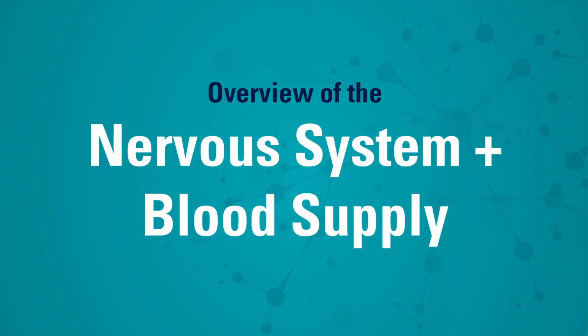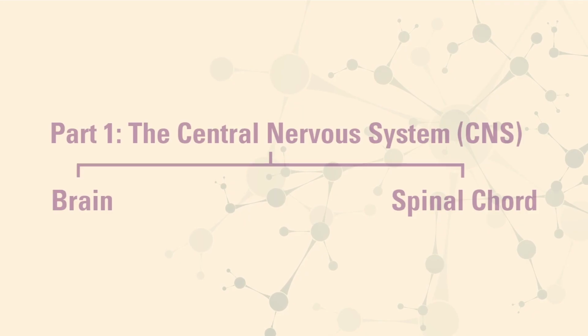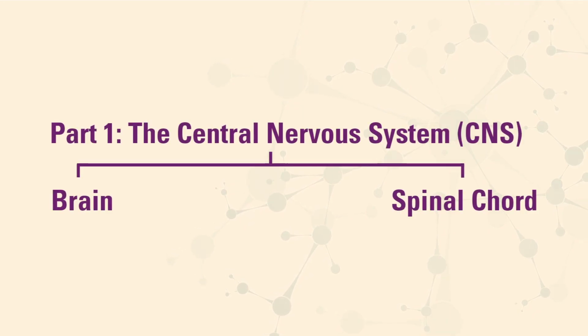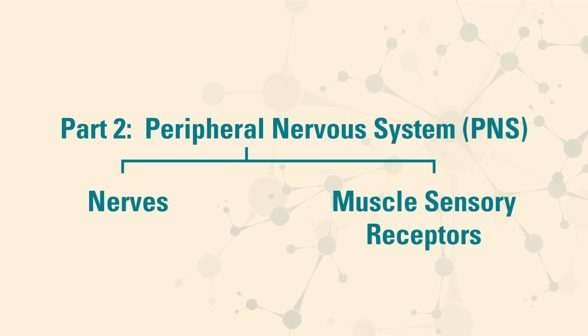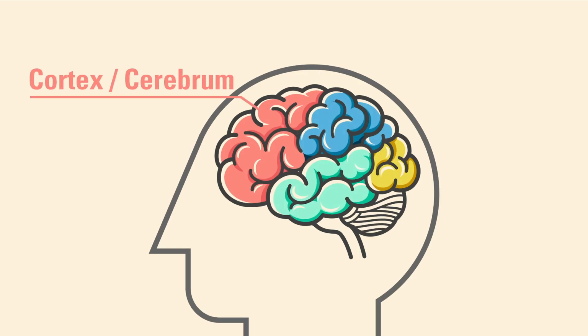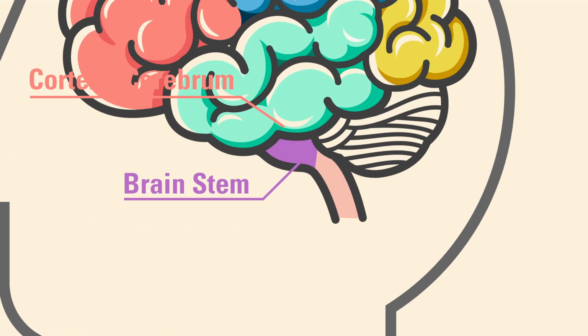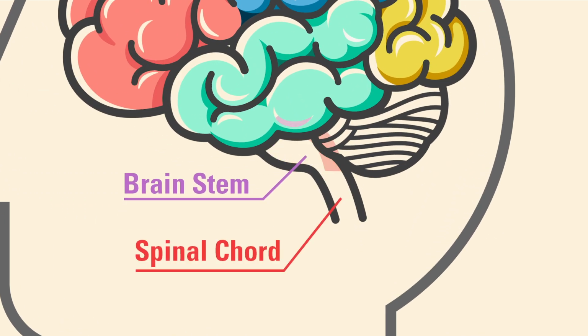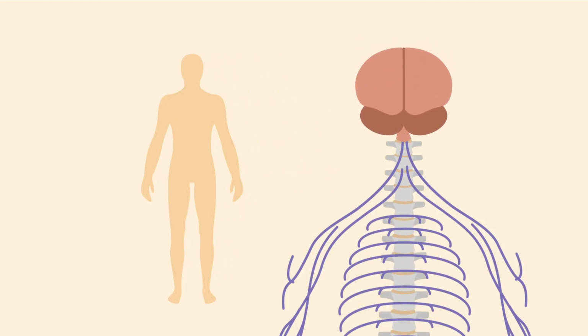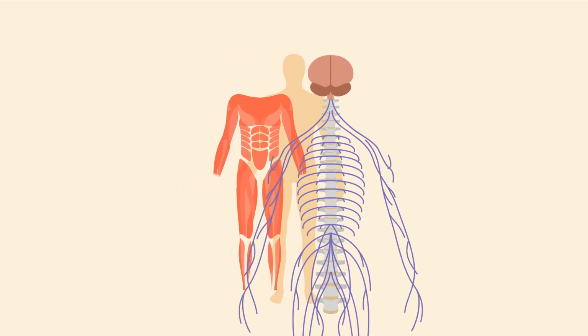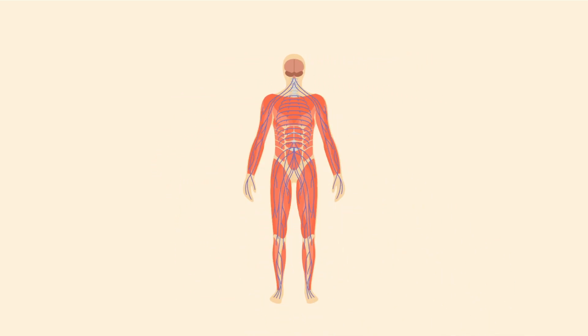The nervous system can be divided into two main parts. The central nervous system, CNS, consists of the brain and spinal cord, and the peripheral nervous system, PNS, consists of the nerves and their communications with muscles and sensory receptors. The brain consists of the cortex or cerebrum, the cerebellum, and the brainstem. The brain is connected to the spinal cord through the brainstem, and the peripheral nerves connect the brainstem and spinal cord to the muscles and sensory receptors. The two systems interact and communicate as one continuous whole.